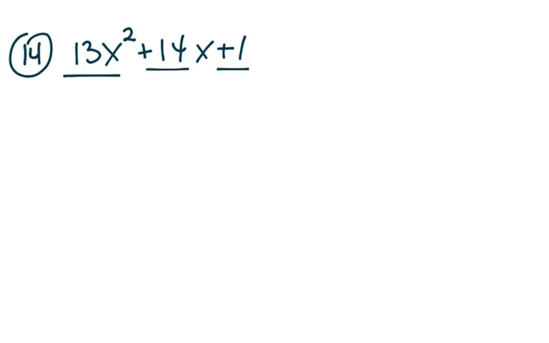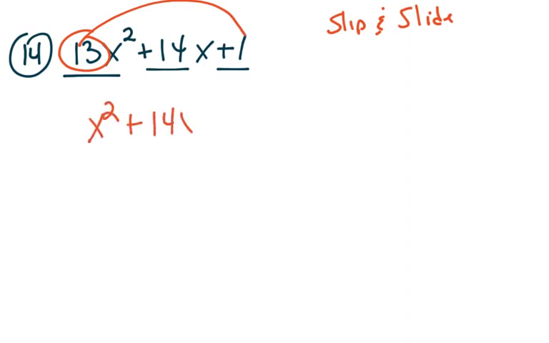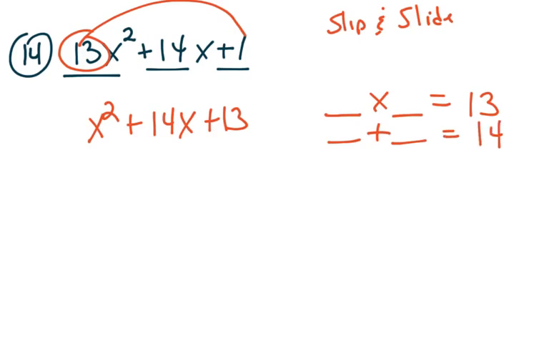Okay, question number 14. How many terms are there? 1, 2, 3 terms. So if you think back to that chart that we had, 3 terms, you look at the number in front of the x squared term, it is bigger than 1. So this is now the slip and slide method. So the slip and slide method says multiply the first with the last term, so you get 13. So instead you think of it as this. And you think factors that multiply to give you 13 and add up to give you 14.